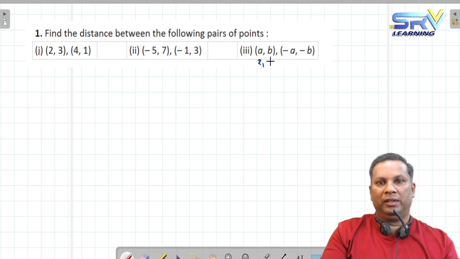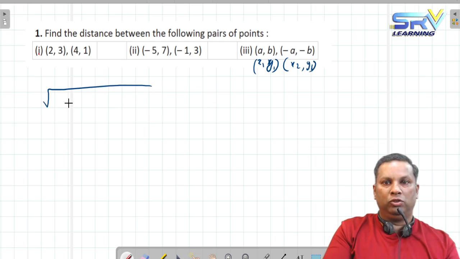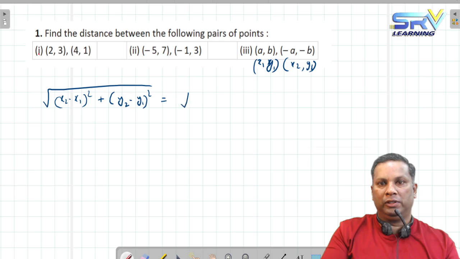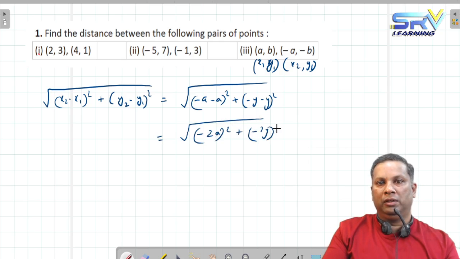Here what is x1? A. This is y1, this is x2, this is y2. Okay. So distance between these 2 points is x2 minus x1 whole square plus y2 minus y1 whole square. I am writing the formulas again and again so that you will remember this. Okay, so this equals minus a whole square plus minus y whole square. So it is minus 2a whole square plus minus 2y whole square.